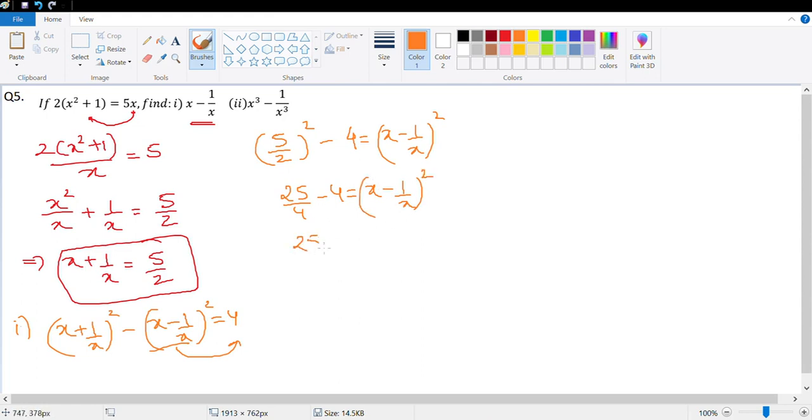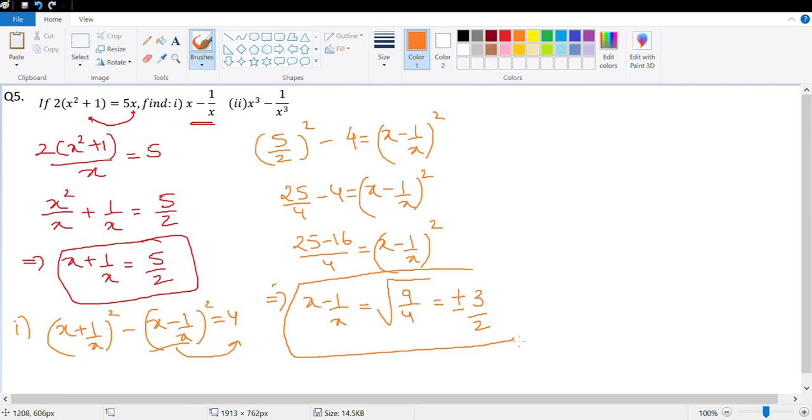This is 25 minus 16 upon 4 is equal to x minus 1 upon x the whole square, which means x minus 1 upon x the whole square is equal to, not whole square, let's remove the square root sign from here now. So x minus 1 upon x will be equal to square root of 9 upon 4, which is equal to plus minus 3 upon 2. So that's the first part of the question, x minus 1 upon x.